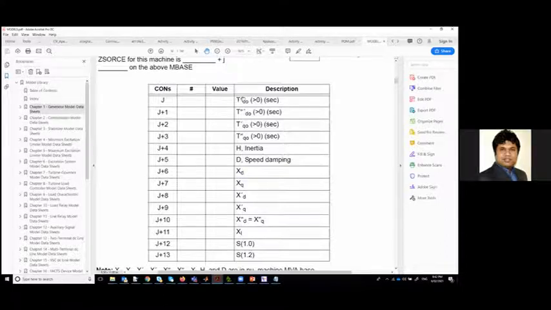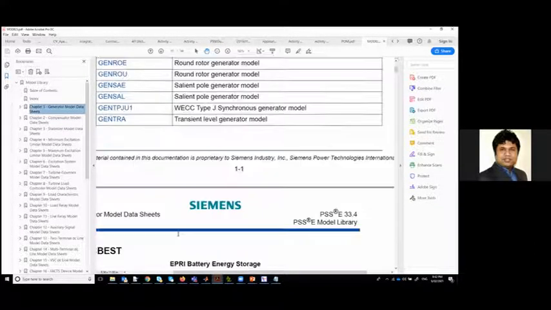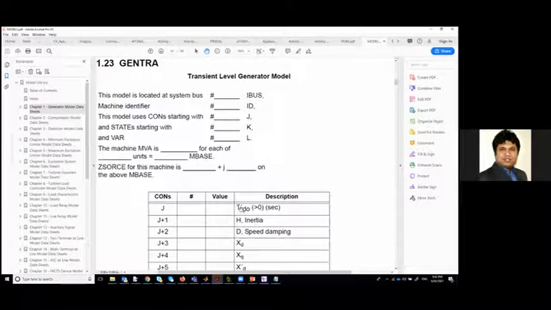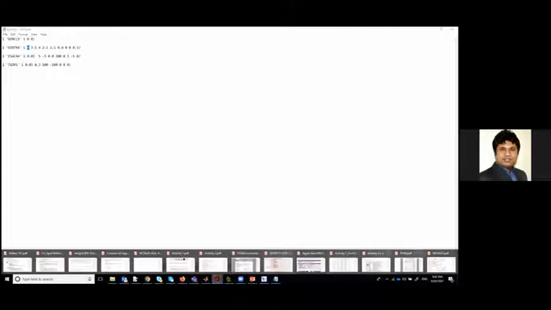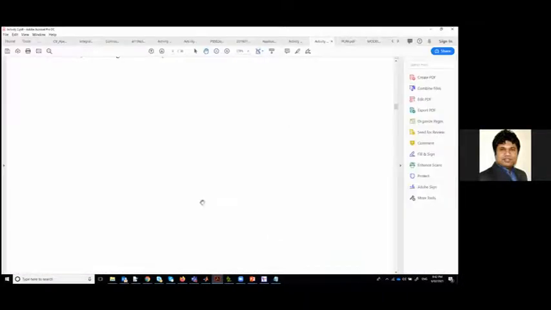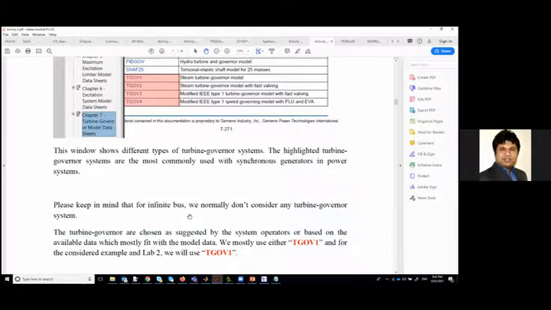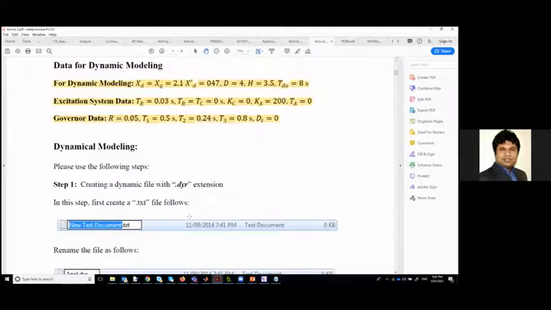This is the sequence. First, you need to put TD prime, TD double prime, TQ prime, TQ double prime. Then H is the inertia, then speed damping, XD, XQ. This is the sequence that we follow. That means if we use a transient level generator, Gentra, first we need to put TD prime. If I show you, Gentra bus ID is 1, TD prime is 8. If I take you to the PDF file that I provided for this activity, TD prime is 8 seconds.